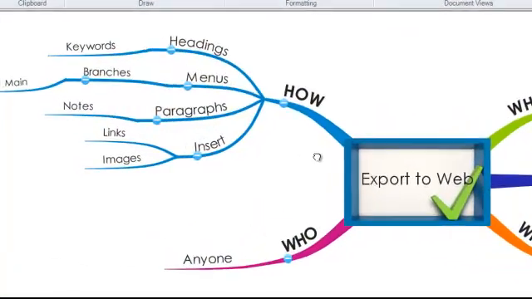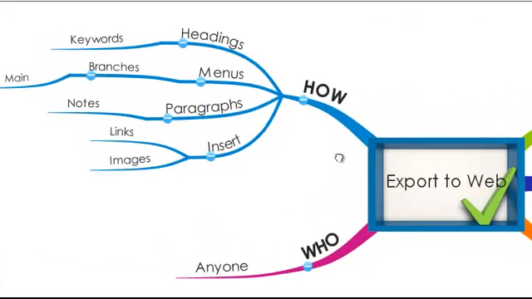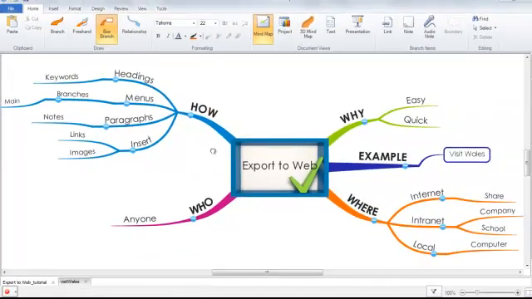The main branches in your mind map will become the main menu branches. You also have the option to enable the first descendant level to become sub-branches, and I'll show you how we can do that shortly. Okay, let's get stuck in and have a look at a mind map we've created demonstrating the export to web functionality.